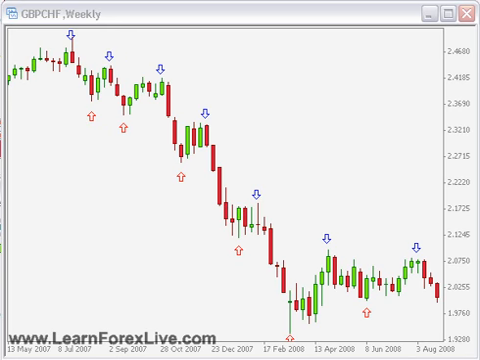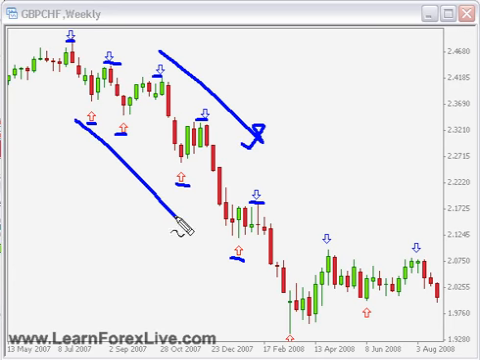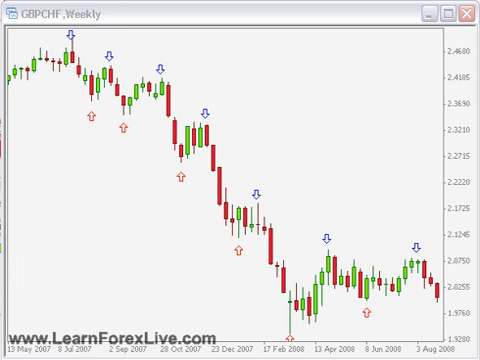Now, as you can see, price in this part of the chart is basically making lower swing highs and lower swing lows. It's very easy to identify how each different arrow is lower than the previous one, both swing highs and swing lows. Do you see that? Do you see how we are consecutively making lower swing highs and lower swing lows? That's the definition of a downtrend.